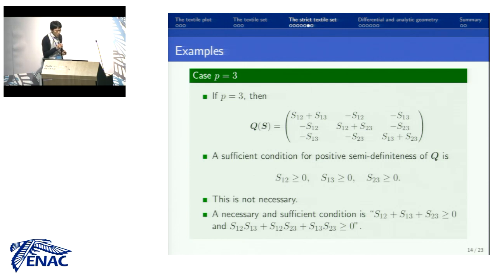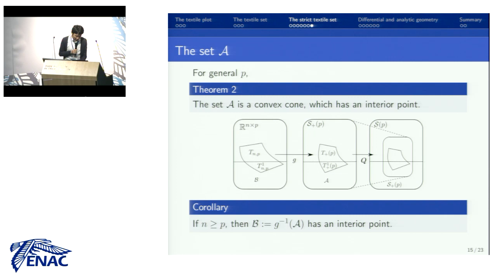For the three-dimensional case, by a similar calculation, we obtain a necessary and sufficient condition for a matrix S to be in the set A. But for the high dimensional case, it is not easy to obtain explicit formulas.